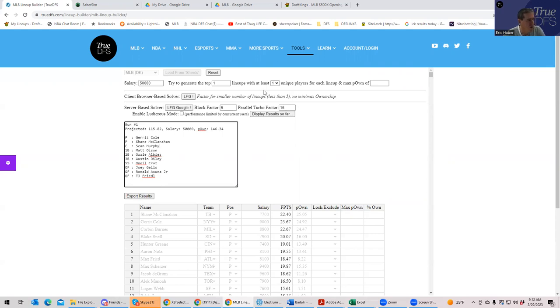However, if you want to be a little more advanced, you'll use SaberSim. And SaberSim, again, there's a lot of optimizers out there. RotoGrinders HQ is good. Fantasy Crunch is good. Then there are these new simulation-based optimizers, of which SaberSim is one, which I've been using for quite a while. And I will show you how to use that along with my tools to build lineups.